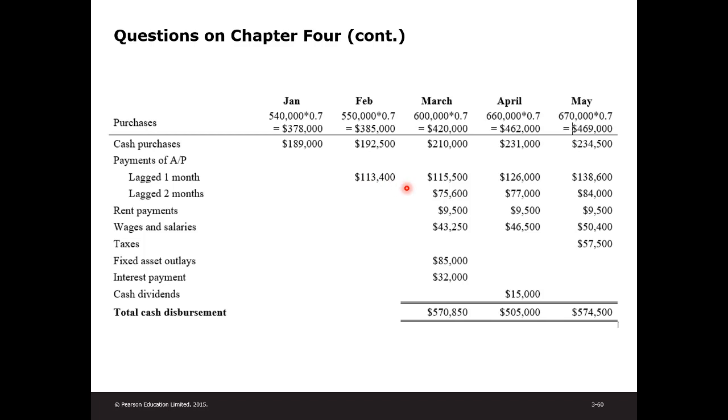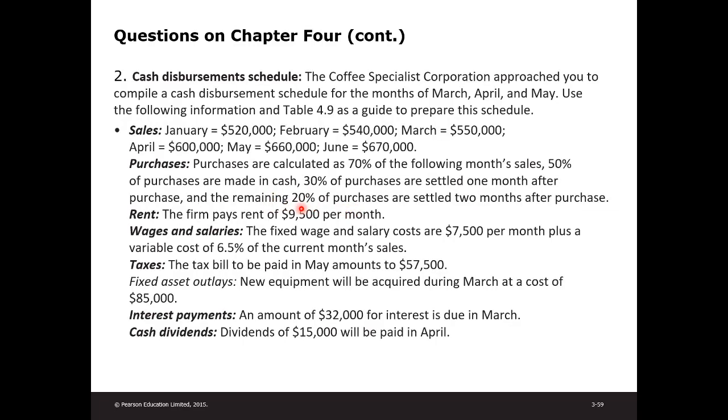Next, for March, we need to calculate the first lag also, which will be 30% of the 385 figure, which is the purchase of February. We need to pay 30% of it next month, and so on. Also for April, we'll do the same thing to calculate the 1 month lag, which will be 30% of 420. And finally, for May, it will be 30% of $462,000.